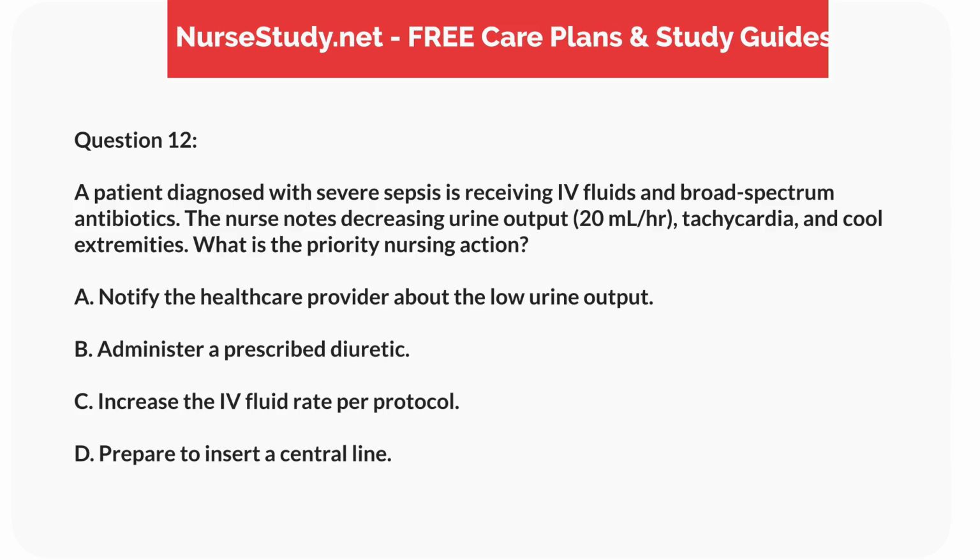A. Notify the healthcare provider about the low urine output. B. Administer a prescribed diuretic. C. Increase the IV fluid rate per protocol. D. Prepare to insert a central line.